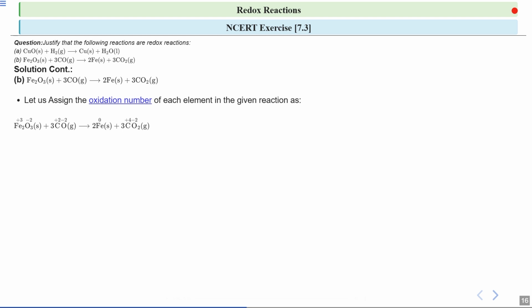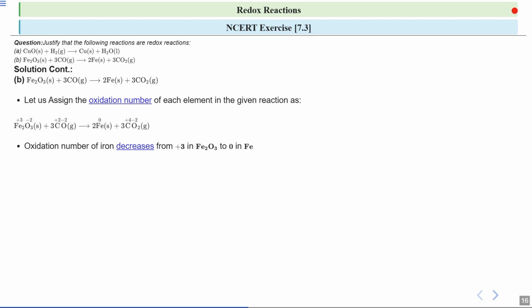Now, what about this iron which is present in elemental form? It will have a 0 oxidation state because it is not attached to any other element. Then coming to the last species of the product, which is carbon dioxide, oxygen is having a -2 oxidation state. So 2 oxygens will make up a -4 charge. Now to make this compound neutral, carbon will get a +4 oxidation state. What can be inferred from the examination of these oxidation states?